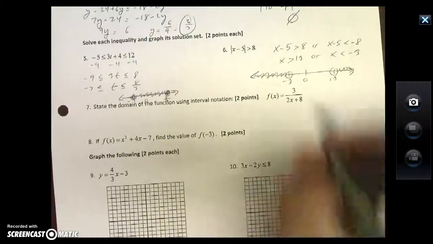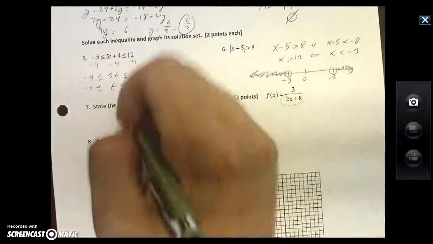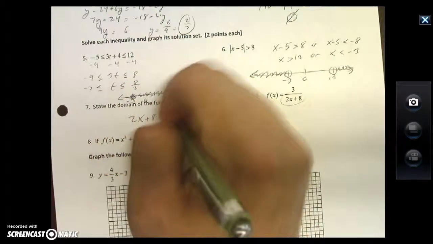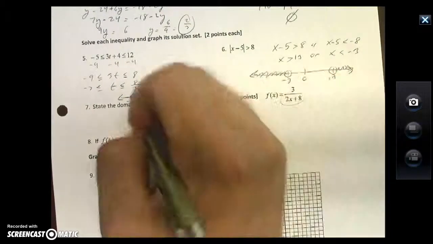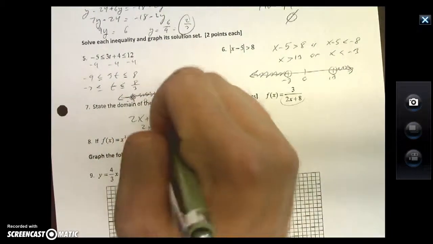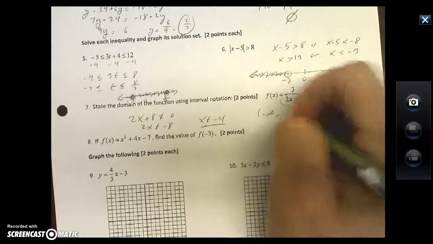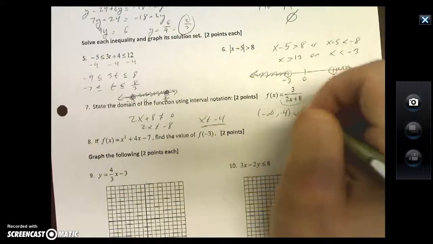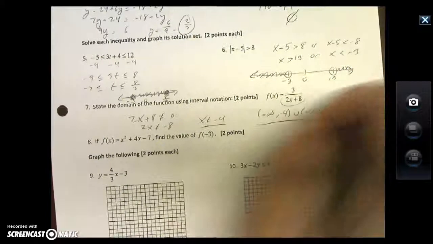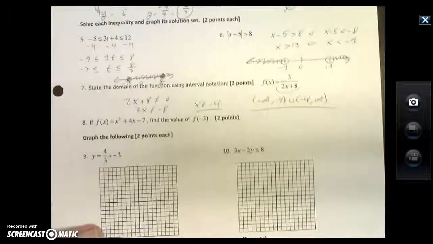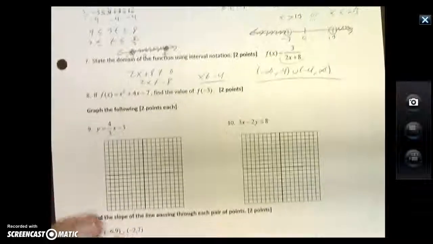State the domain of the function using interval notation for number 7. f of x equals 3 over 2x plus 8. Take your denominator. Set it not equal to 0. Now let's solve for it. 2x does not equal negative 8. x does not equal negative 4. So it's everything but negative 4. Hopefully by now it's starting to sink in. You get the idea, we're good there.